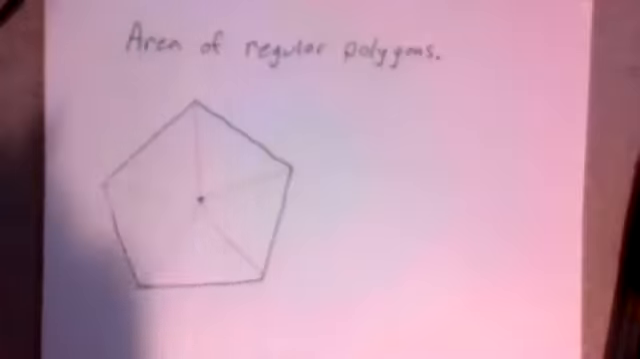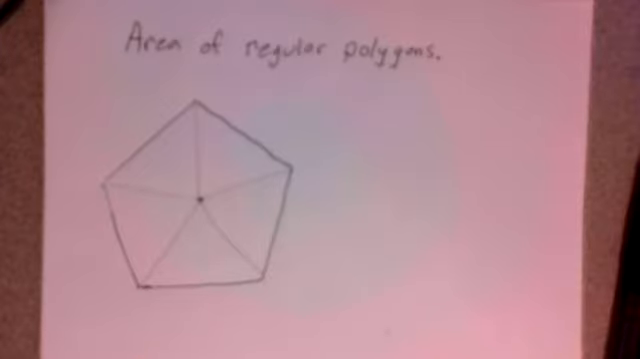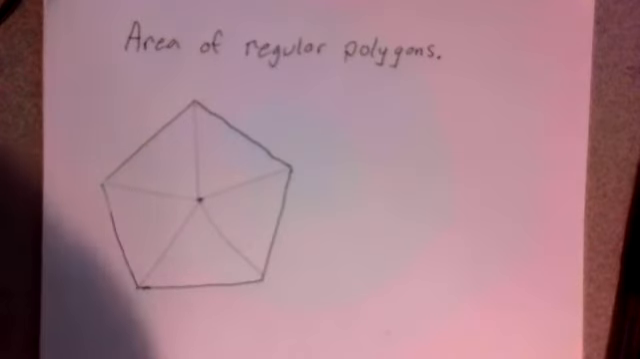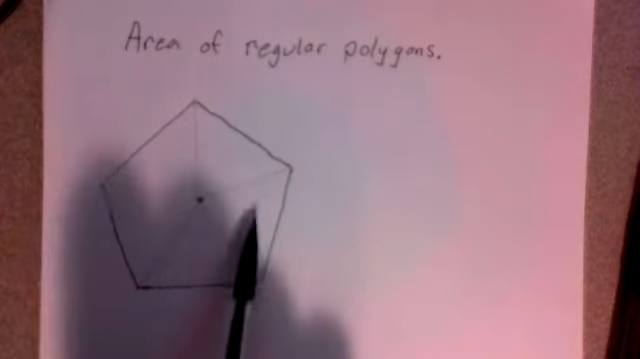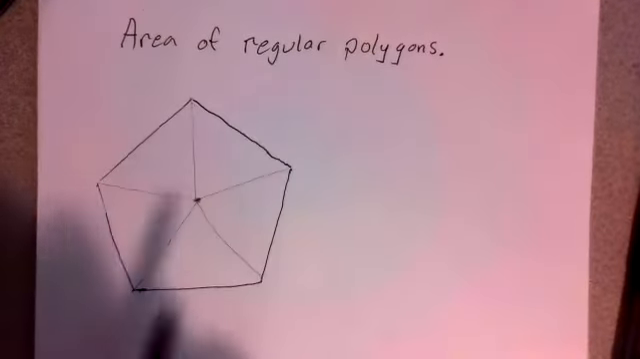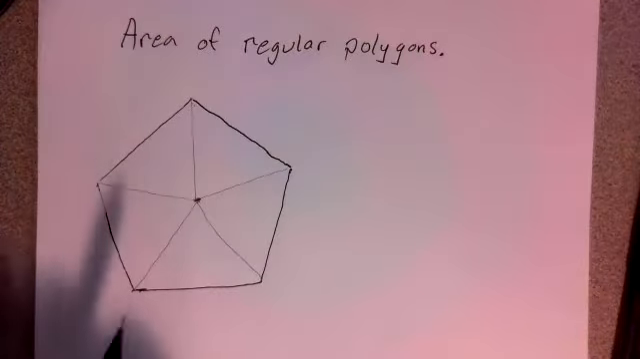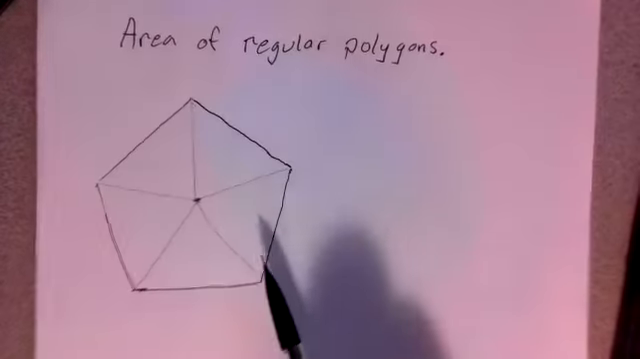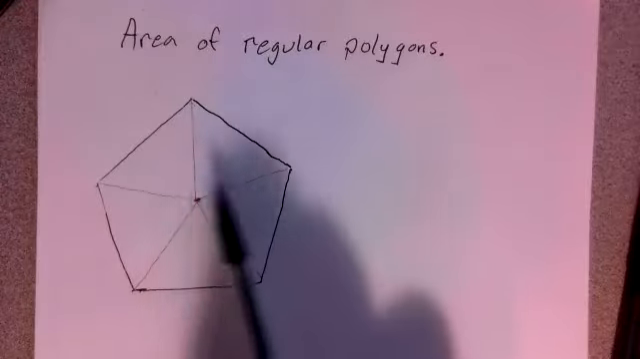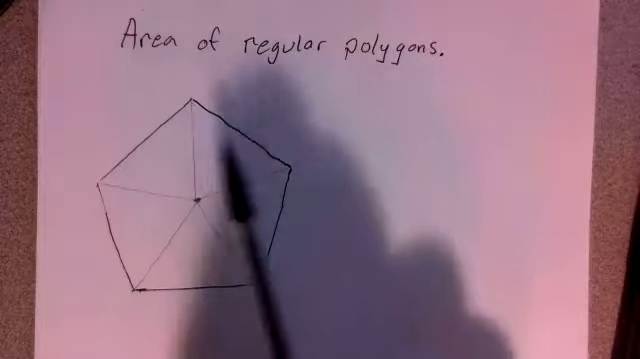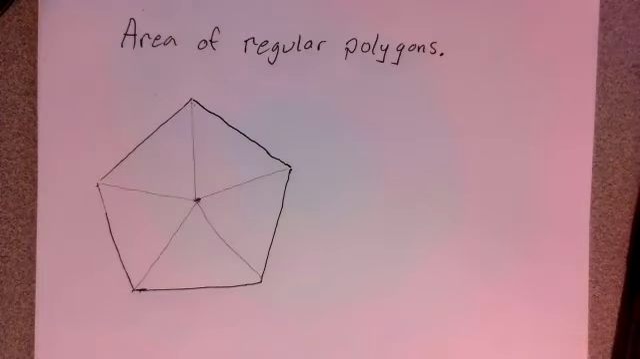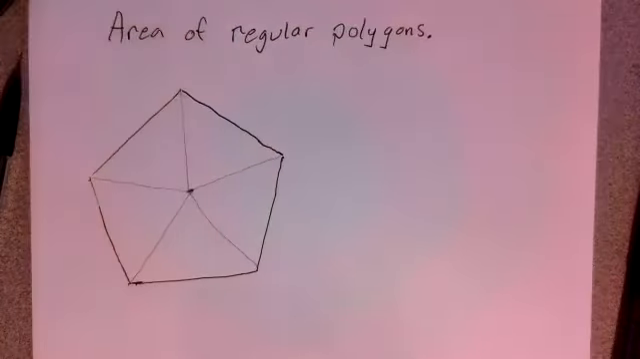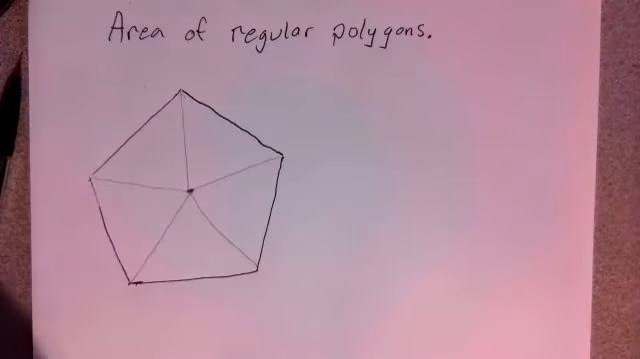Now my drawing is not perfect, but I've now broken this into five triangles, right? I have 1, 2, 3, 4, 5 triangles. And each one of these triangles is exactly the same size. That's because of a regular polygon, right? And this would make it a lot easier to find the area of the pentagon. Now there's a little bit of information that we'd have to have, so let's take a look back.